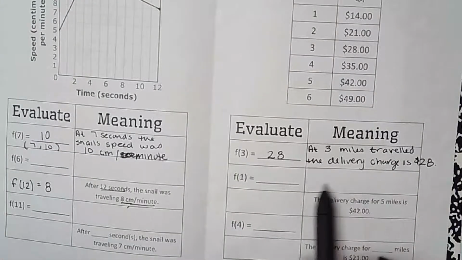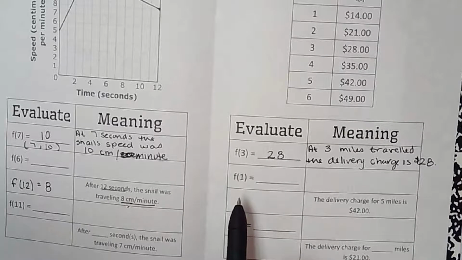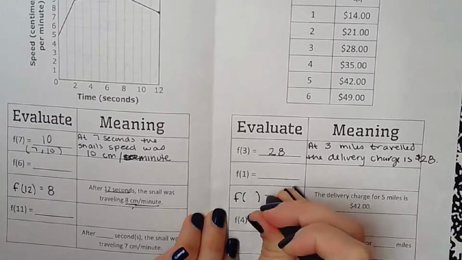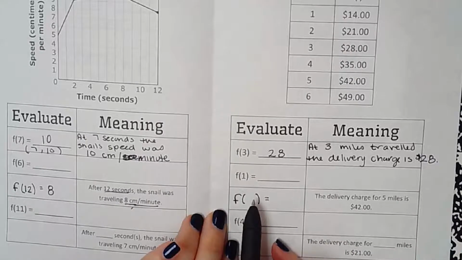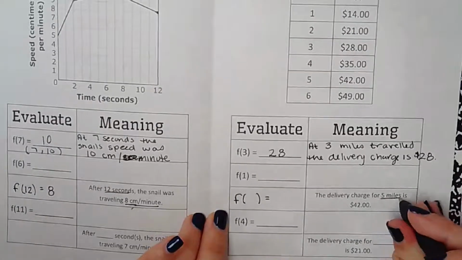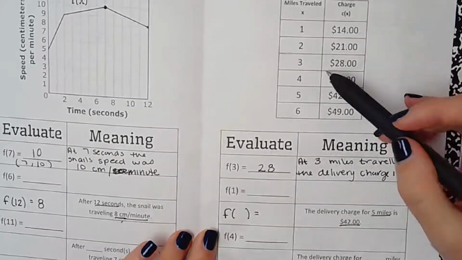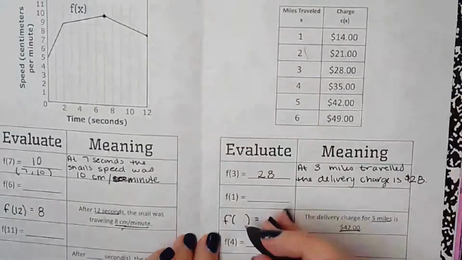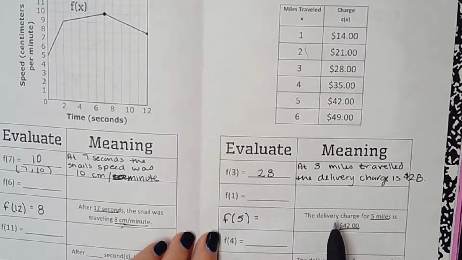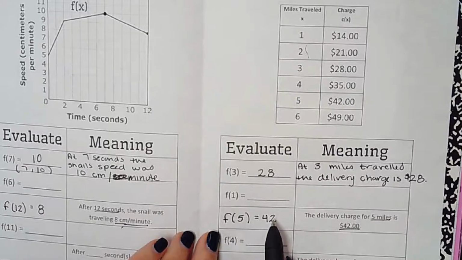We'll skip the next one, and the one right underneath it is asking you to go from the meaning to the function notation. So I know I'm going to have f of something is equal to something else. I need to fill in my x value and my y value. The delivery charge for 5 miles is $42. Well, miles is talking about my x values, so that would go in parentheses. $42 is talking about the charge, that's a y value. So when you travel 5 miles, you are charged $42.